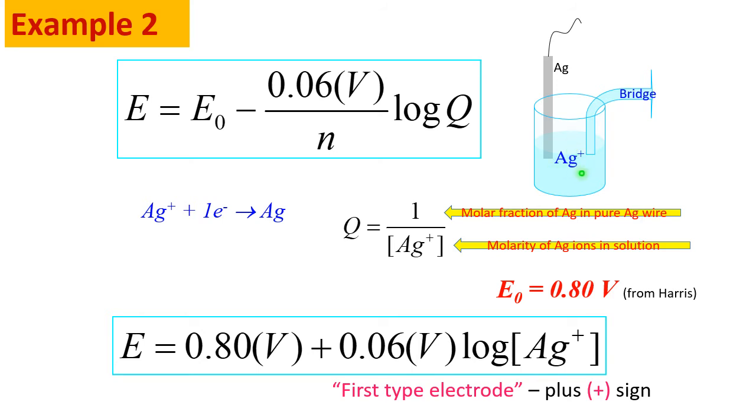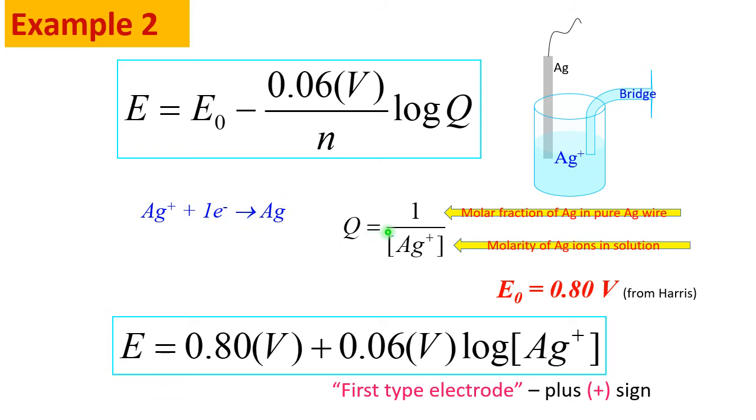I have silver ions in contact with silver wire. What will be the Nernst equation for this silver electrode? Potential will be E0 minus 0.06 divided by n log Q. What is our equation? Ag+ plus 1 electron making Ag metal.